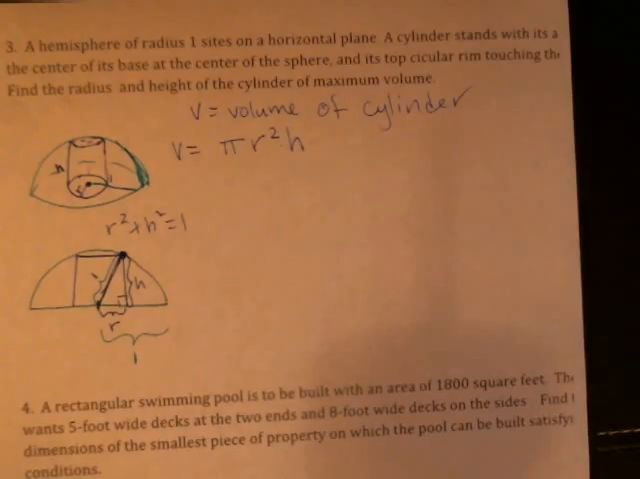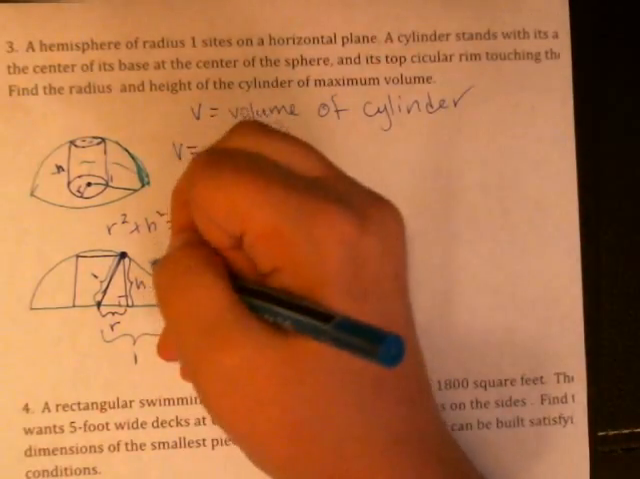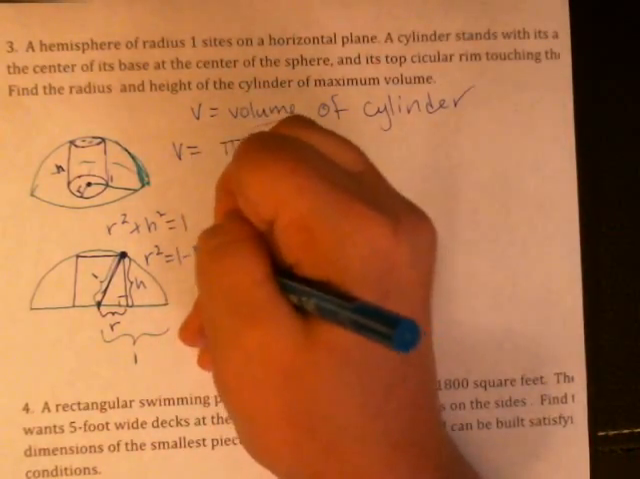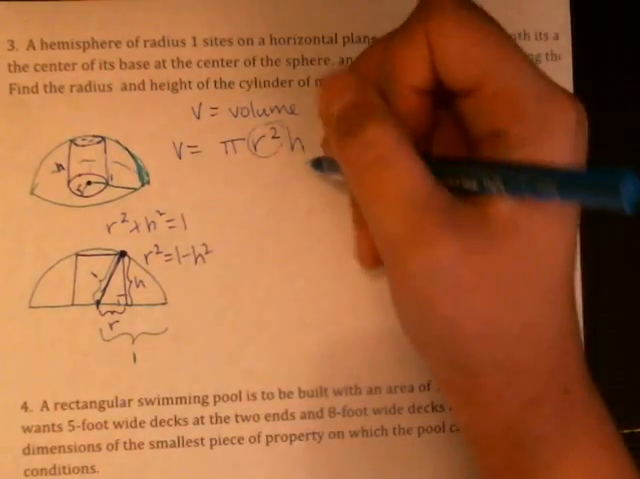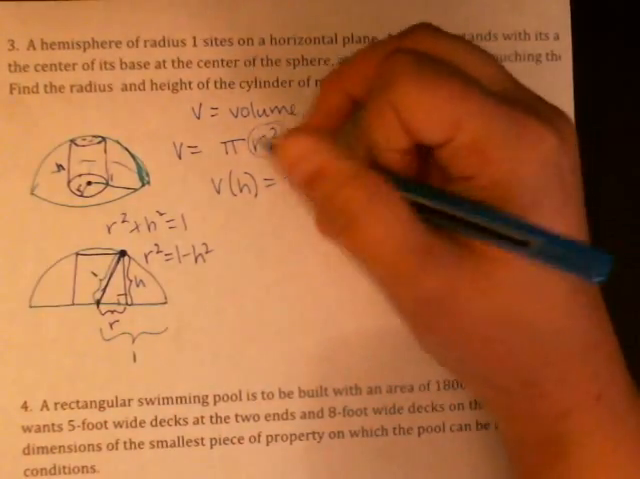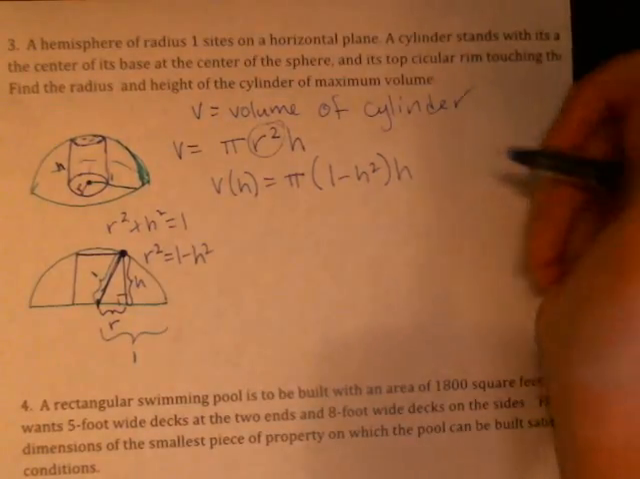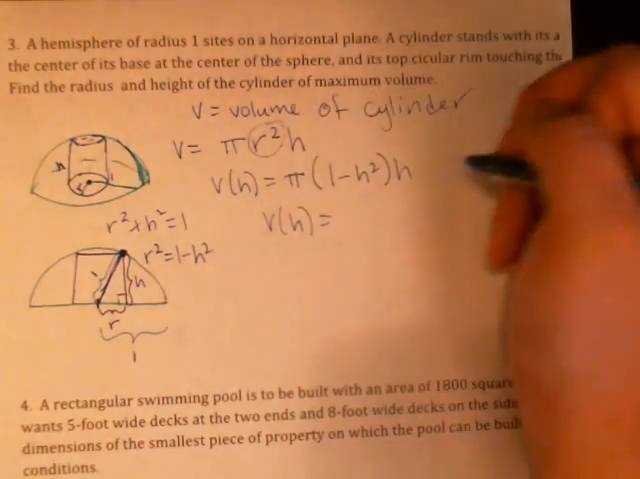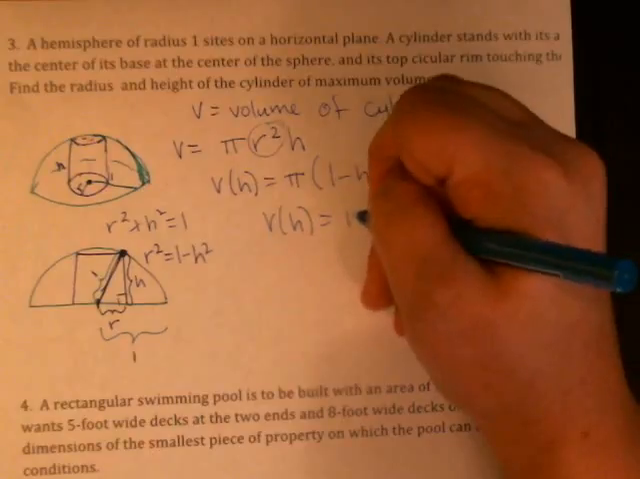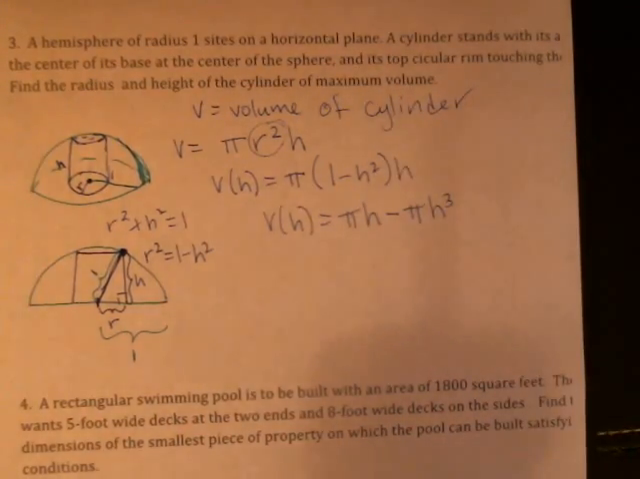Okay, so we could keep either variable. It doesn't really matter. We're going to need both in the end. And what I'm hinting at is that there's an R squared in this formula. So we could actually be kind of clever and say that R squared is the same as 1 minus H squared, which means if we want volume to be a function of H, we take the pi, we multiply it by a 1 minus H squared and an H, which means distributing, we get pi H minus pi H cubed. Okay, so there's our function. That's usually the hard part.